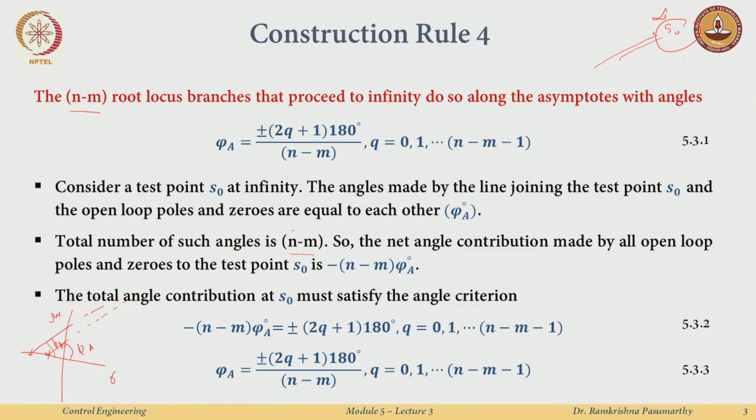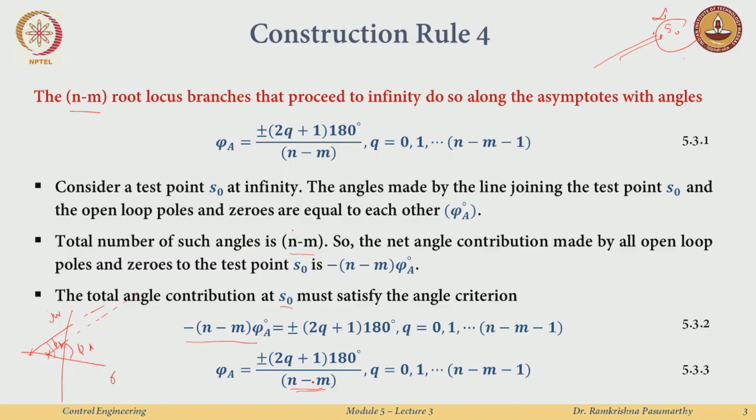So what is the contribution at infinity? The total angle contribution at S0 must satisfy the angle criterion. What is the angle criterion? It says that the angle should be odd multiples of 180 degrees. The angle contribution is minus n minus m times phi a, and this means I can compute phi a as 2q plus 1 times 180 degrees over n minus m. So this angle is now computed by this expression.